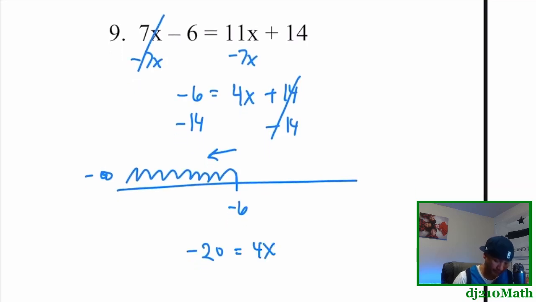Negative 20 equals 4x. Divide both sides by 4. We see that 20 divided by 4 is 5. So x is equal to negative 5.